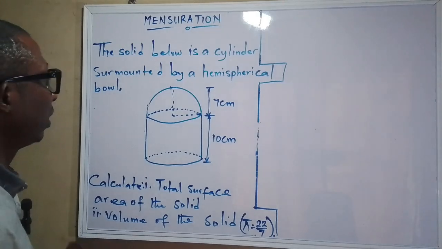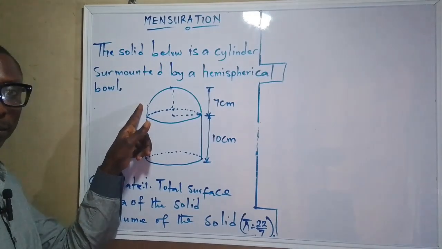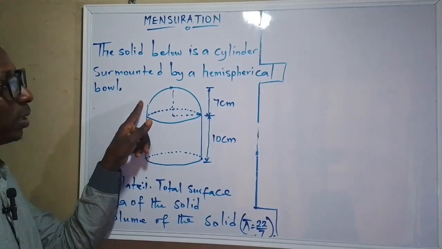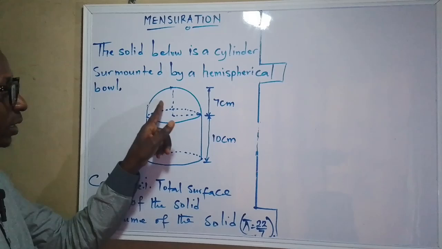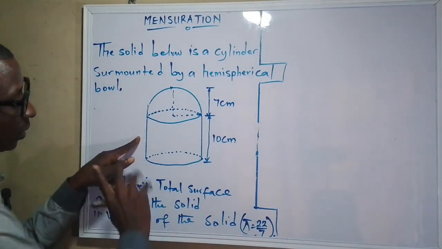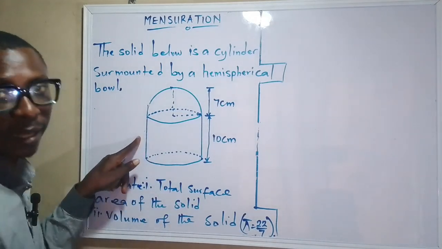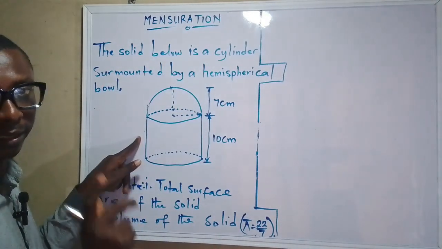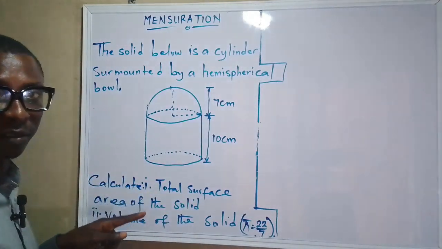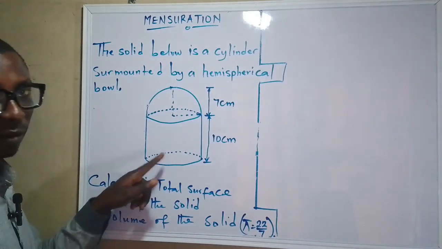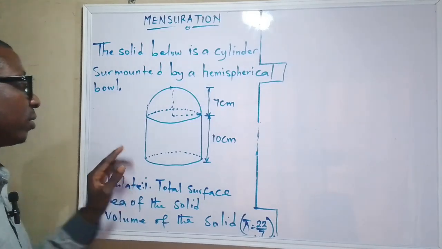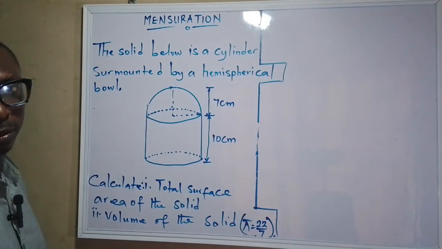The first thing is to know the formula for calculating the surface area of a hemisphere. This is a hemisphere. Then the formula for calculating the curved surface area of a cylinder. And the last one, we have the bottom, which has the shape of a circle, so you know the formula for calculating the area of a circle. Everything will be added together, and that gives us the area of the solid.